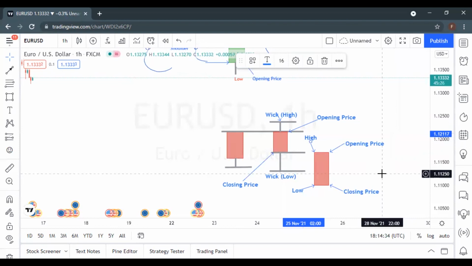Then if the candlestick has wicks, it shows more rejections, which implies that it is low momentum. So this is the basic information of how candlesticks are formed, the basic structure of candlesticks.